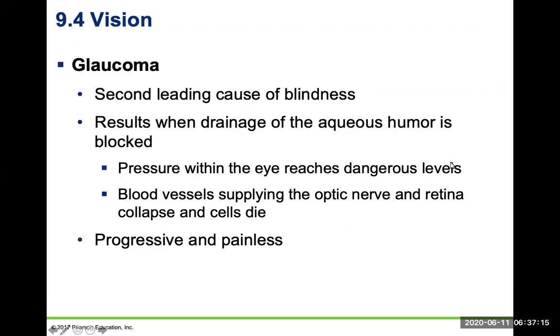Glaucoma is the second leading cause of blindness, and this results when pressure within the eye reaches dangerous levels. It results when drainage of the aqueous humor is blocked. So pressure builds up, and blood vessels supplying the optic nerve and retina collapse and die. And it can be really progressive and actually extremely painless. So that's glaucoma, a buildup of pressure within the eye.